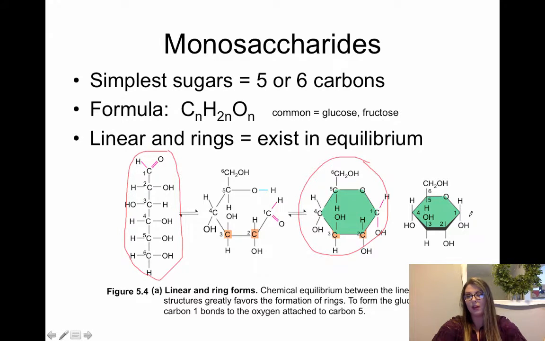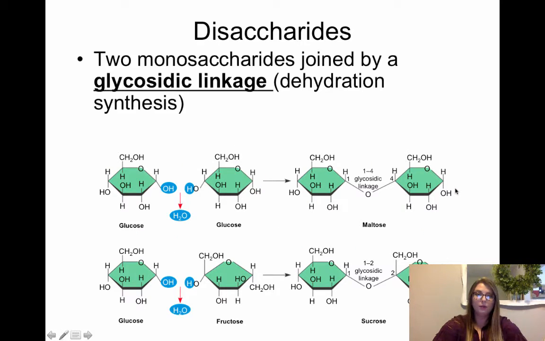Also, if you see a ring, know that any spot that doesn't have a molecule listed on it, unless it's stated otherwise, these are carbons. Now we see right here we have an oxygen, so we know that that's an oxygen rather than a carbon. So disaccharides are just two monosaccharides that are joined together by glycosidic linkages.